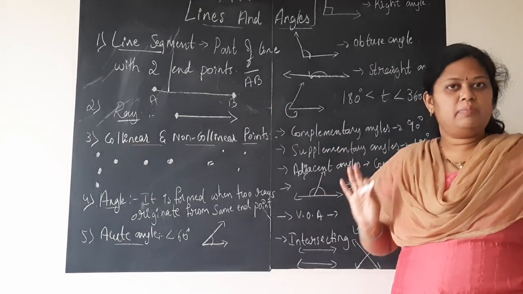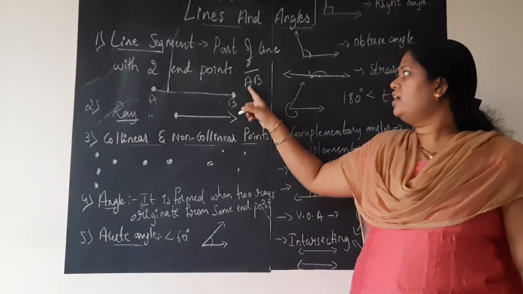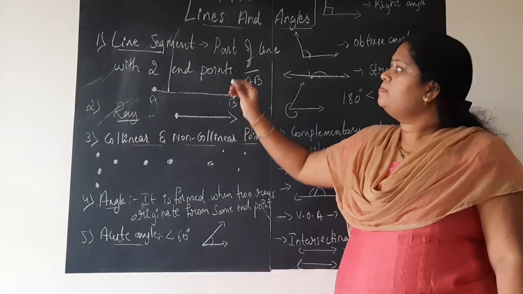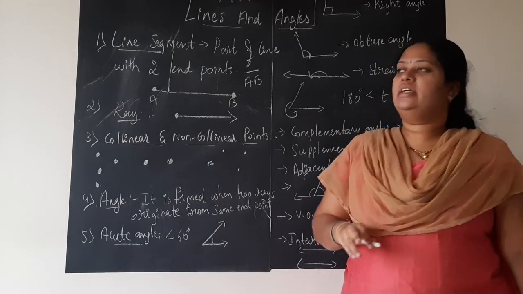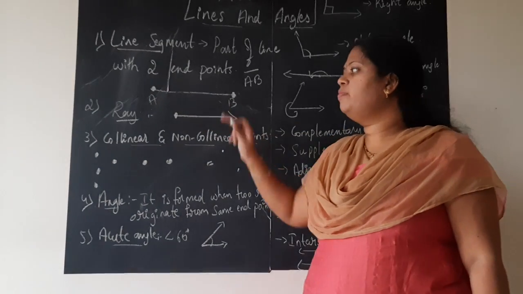Line segment AB, if you write, means you should not write the words "line segment AB". Instead, write just AB and draw a bar or a line upon it. So, this is how you represent the line segment. It is a part of the line with two end points.